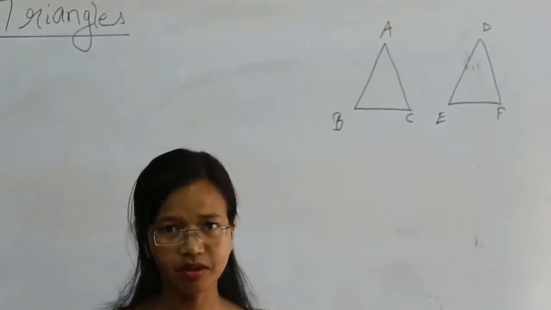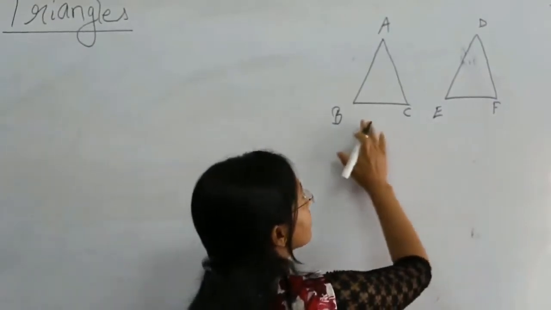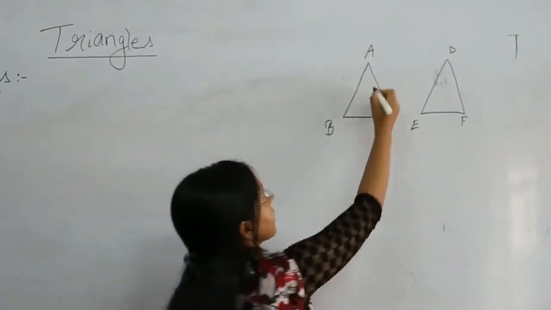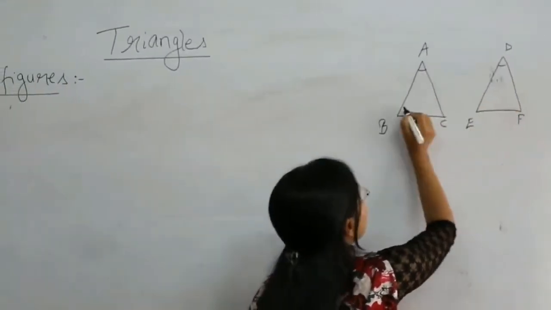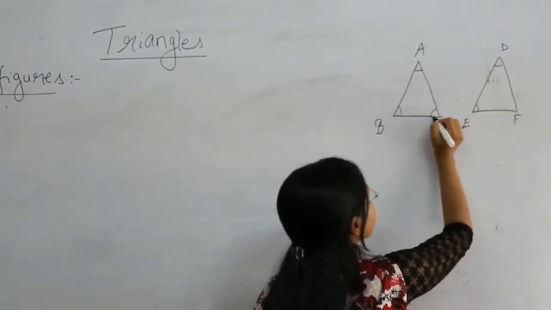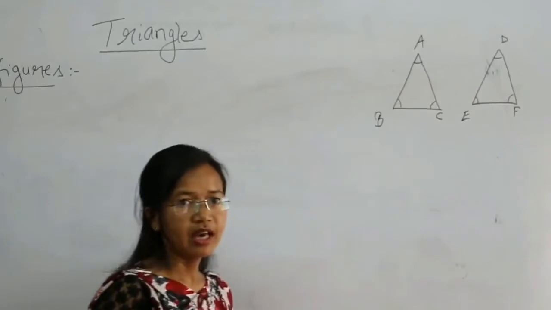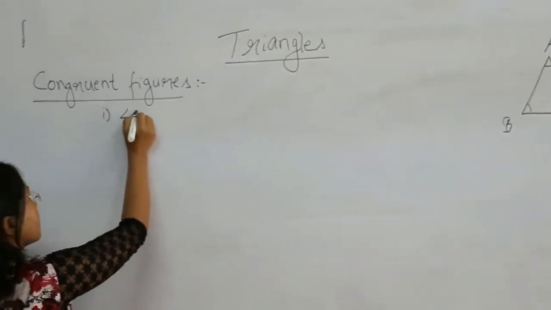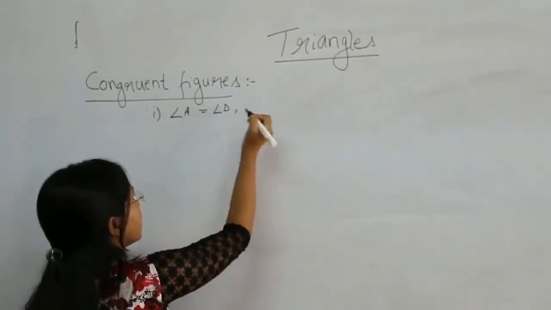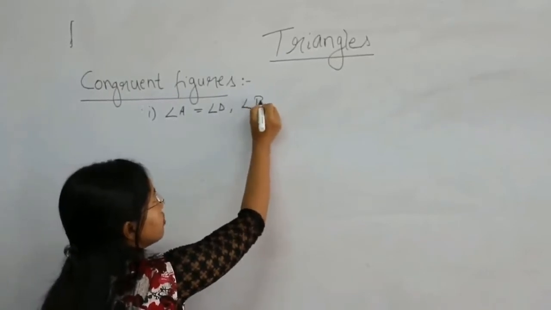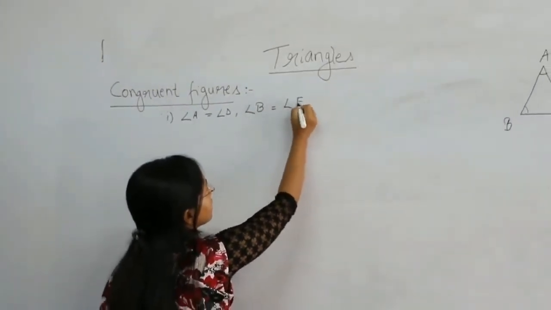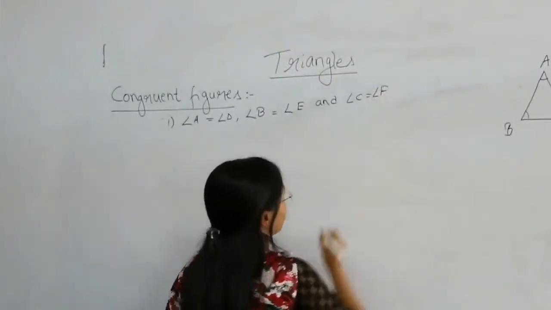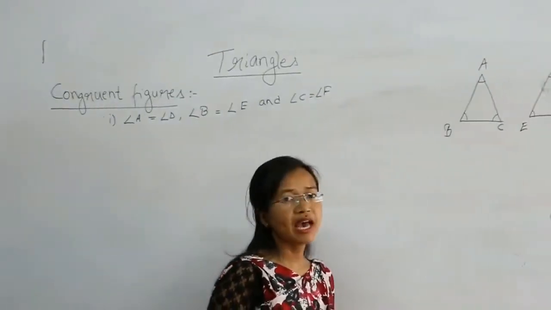We have already understood that figures are said to be congruent if they have the same shape and same sizes. So it means these two triangles, ABC and DEF, are congruent if they have the same shape. The first thing is that angle A is equal to angle D, angle B is equal to angle E, and angle C is equal to angle F. And the next point, they must have the same sizes.